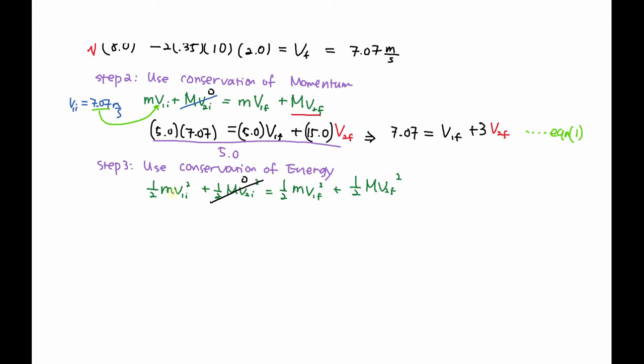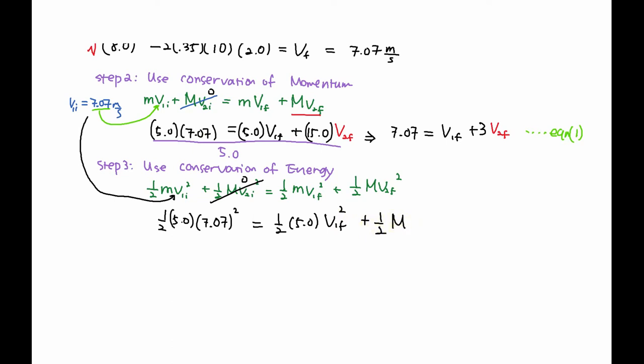So just like step 2, we're gonna have everything except the final velocity of the small block and the final velocity of the big block. Plug it in. 1/2. Mass is 5.0. Velocity, so that's also coming here. (7.07) squared equals 1/2 times 5.0 times velocity final of the smaller block squared, plus 1/2 m. Oh, that's 15.